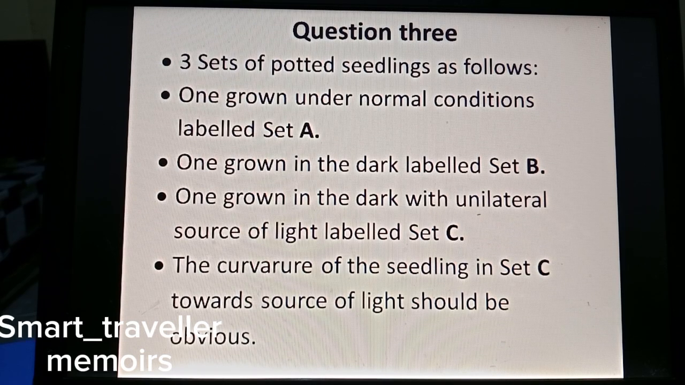Question 3. 3 sets of potted seedlings as follows. 1 grown under normal condition labeled set A. 1 grown in the dark labeled set B. 1 grown in the dark with unilateral source of light labeled specimen C. The curvature of the seedlings in set C towards the source of light should be obvious.